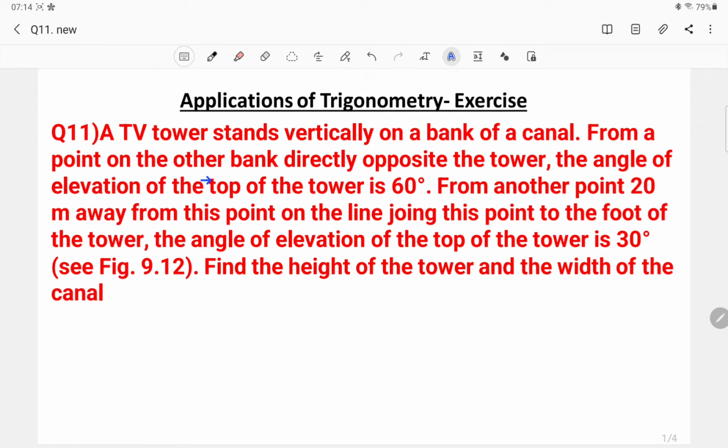From a point on the other bank directly opposite to the tower, the angle of elevation of the top of the tower is 60 degree. Okay, so this is fine. From another point 20 meter away from this point on the line joining this point to the foot of the tower, the angle of elevation of the top of the tower is 30 degree. Okay, fine. Find height of the tower and width of the canal, and they have given see figure 9.12.